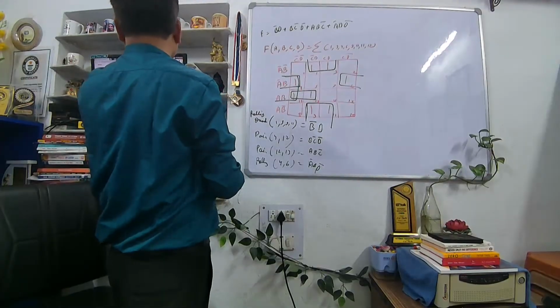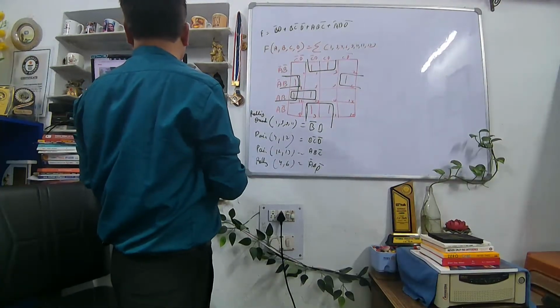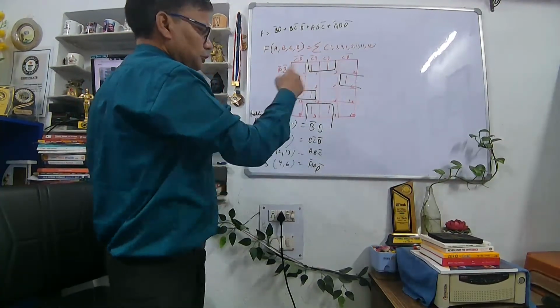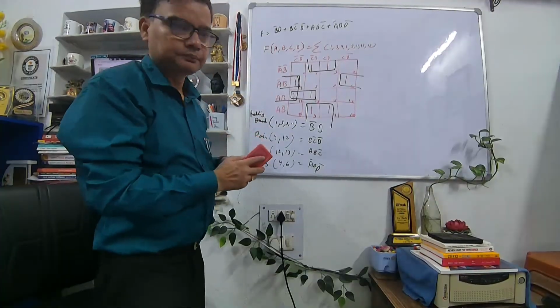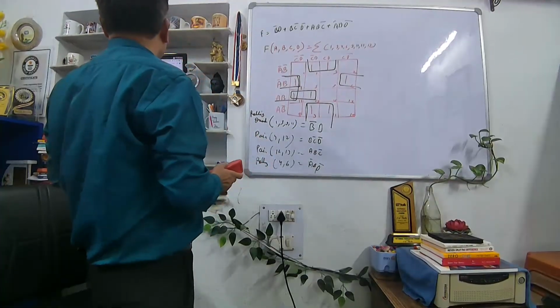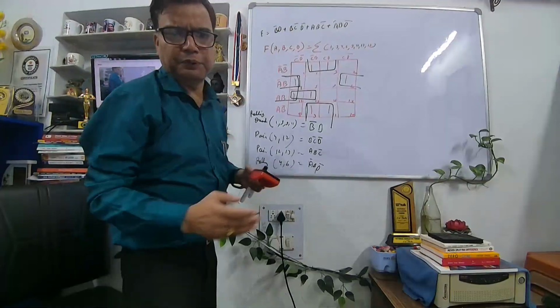Using NOR gates only we did now. NAND as AND and NOR as OR. So I hope this is clear to everyone. Okay. Next we will do a question from POS.